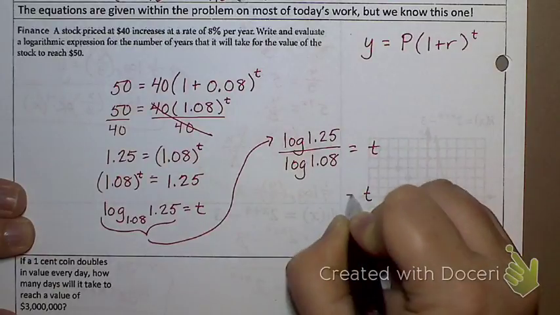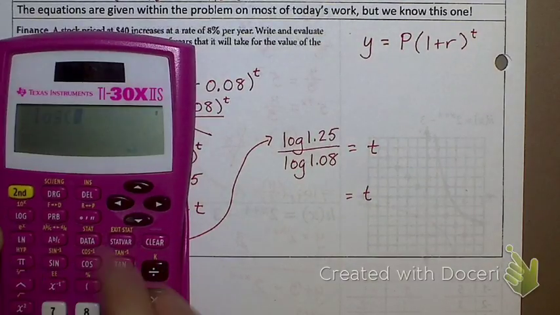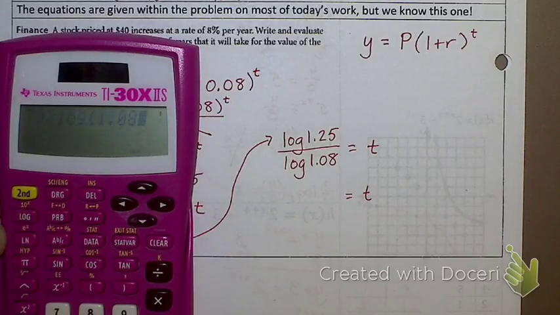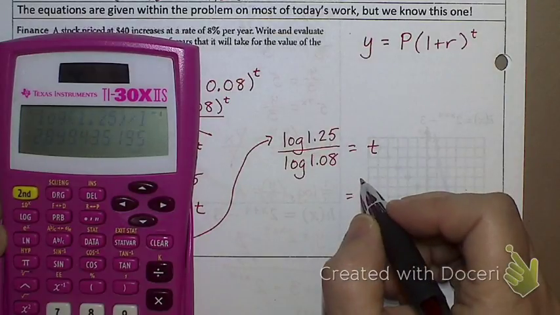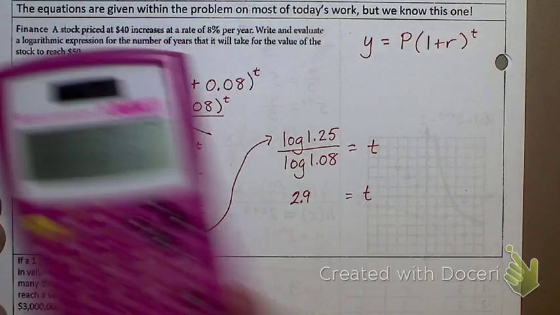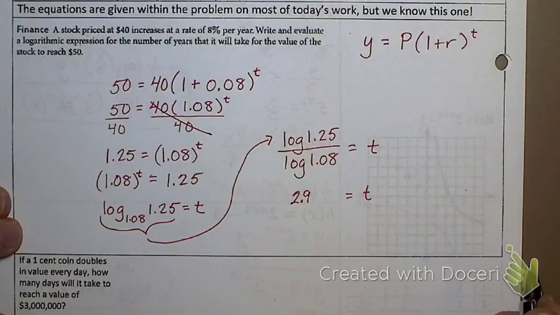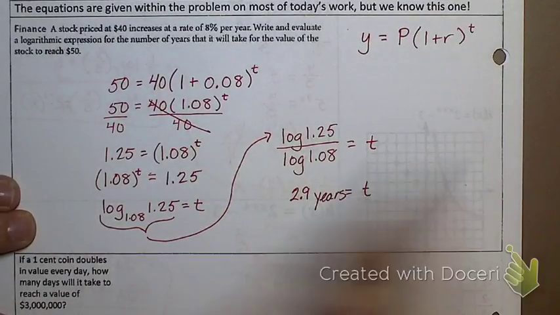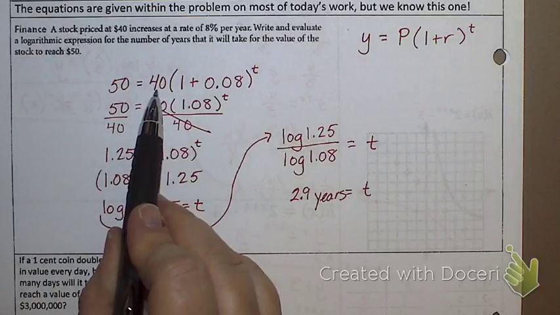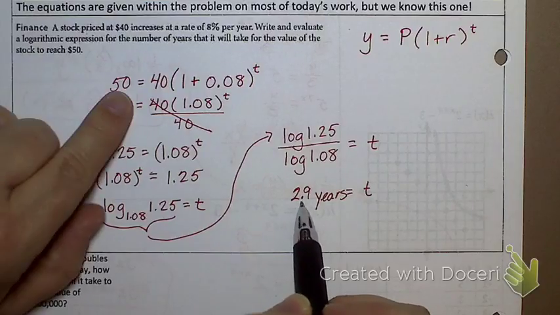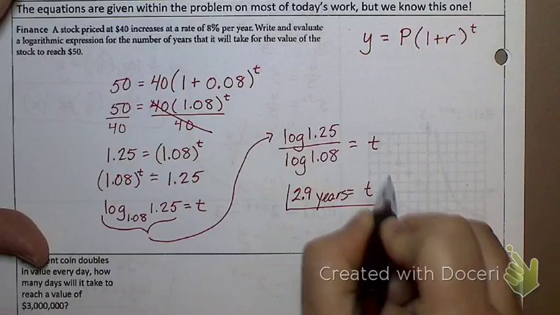So let's see what we get. Log of 1.25 divided by log of 1.08. And I get 2.899. Let's call that 2.9 what? 2.90 is fine. I'm going to leave it as 2.9. But what should I label it as? 2.9 years. So the stock that costs $40 currently, if it progresses at the same rate it's been going, will in about 3 years almost be worth $50, is what we just found out.